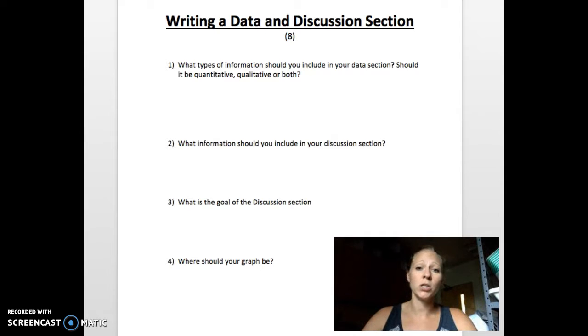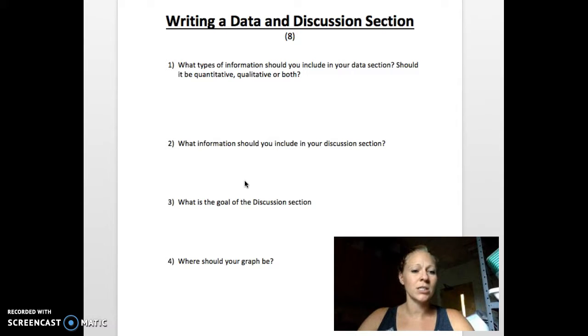In the data section, we're going to include only the tables, the data that you collected with quantitative and qualitative data. So how green your plant was, how many centimeters it grew, just the table, not the graph. You're not going to put the graph in this section because a graph is breaking information down and analyzing it. You're going to be analyzing information in your discussion section. That's the goal of the discussion section, to break down the data that you presented.